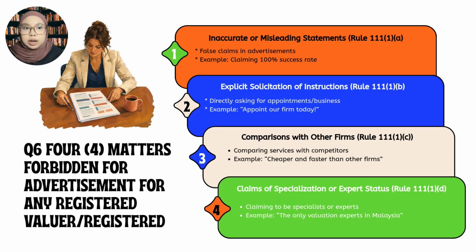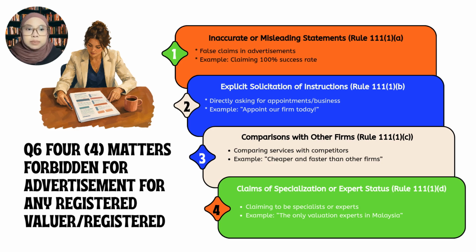The first prohibited matter is inaccurate or misleading statements. Firms are not allowed to make false or misleading claims in their advertisement, for example, claiming a 100% success rate. The second is explicit solicitation of instructions. Valuation firms cannot directly ask potential clients to appoint or hire them. For example, using advertising phrases such as appoint our firm today.